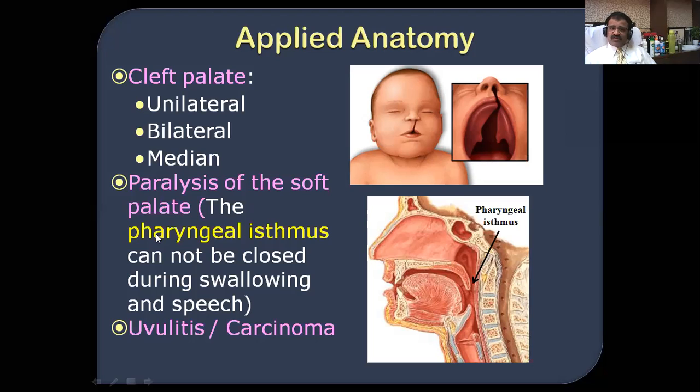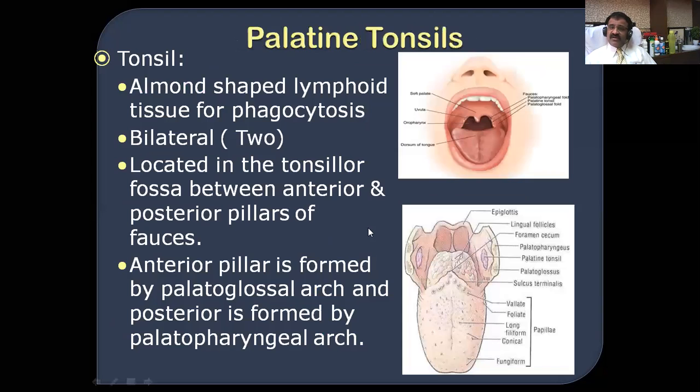And with paralysis of the soft palate, the pharyngeal isthmus cannot be closed during swallowing and speech. The paralysis of the soft palate can also take place due to damage to the nerve supplying it. And another is uvulitis, just like glossitis, inflammation of the uvula, and also carcinoma of the uvula you can see in some cases. This is applied anatomy of the palate.